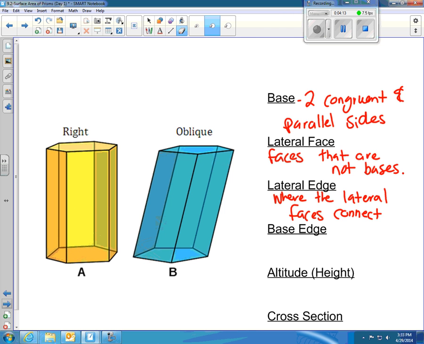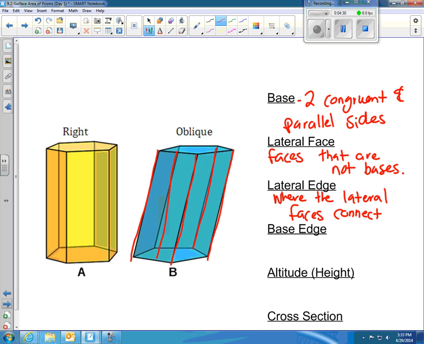Then we talk about lateral edges. So here, this is a lateral edge. This is a lateral edge. This is a lateral edge. That's a lateral edge. That's a lateral edge. Those are lateral edges, same as we look in figure A.